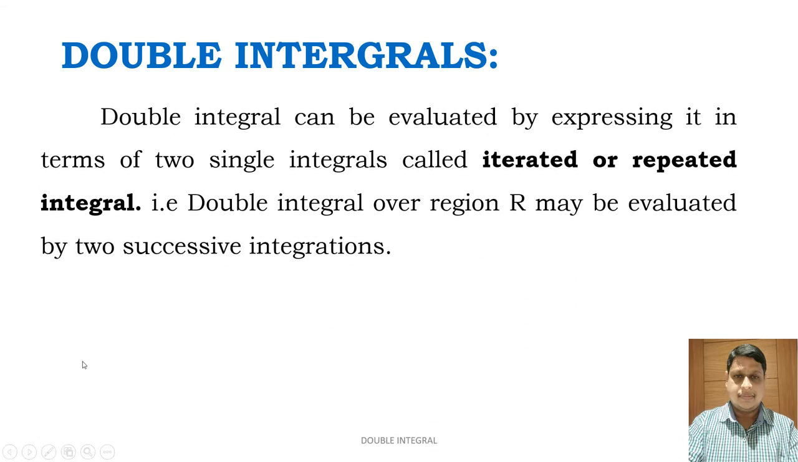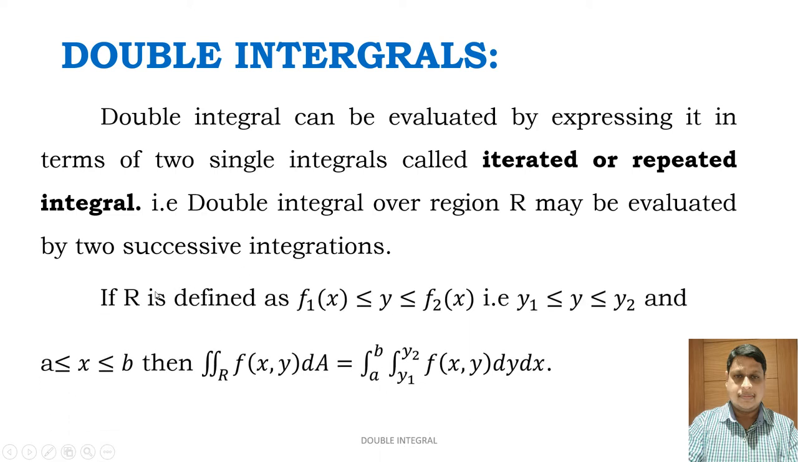Double integrals. A double integral can be evaluated by expressing it in terms of two single integrals called iterated or repeated integrals. That is, the double integral over region R may be evaluated by two successive integrations. If R is defined as f1 of x less than or equal to y less than or equal to f2 of x, that is y is in between y1 and y2 and x in between a and b, then the double integral over R of f of x comma y dA equals the double integral from a to b, y1 to y2 of f of x comma y dy dx.